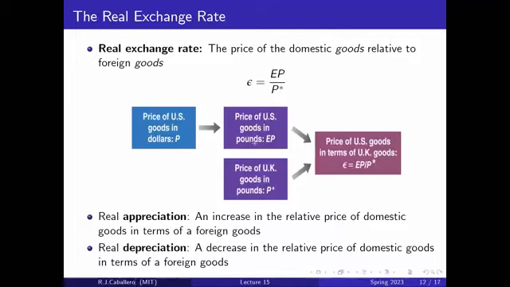We define the real exchange rate as essentially the relative prices of goods at home versus abroad. But we had to put them in a common currency. That's the reason we couldn't just directly compare the prices at home versus the prices abroad. We had to convert the prices at home to the unit of account of the other country, and then we could compare these two things, and that's what we call the real exchange rate.